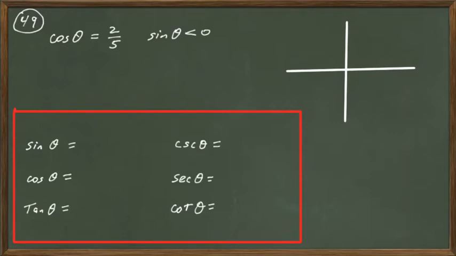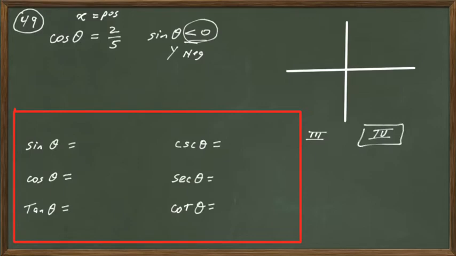49, they give us the cosine to be 2/5, and they say the sine is, again the y value, less than 0, which means negative. So the y has to be negative. For the y to be negative, that's in quadrant 3 or quadrant 4. Now the cosine is the x, so x has to be a positive 2/5. For the x to be positive, it has to be in quadrant 4. Quadrant 3 would have a negative x value.